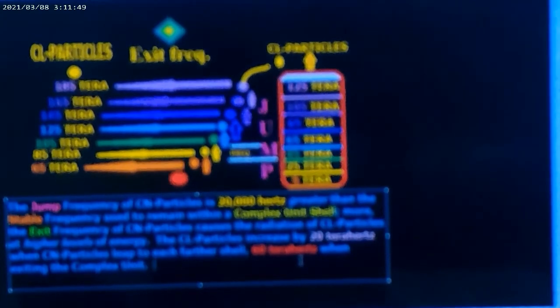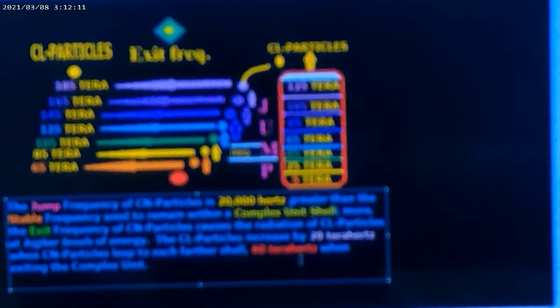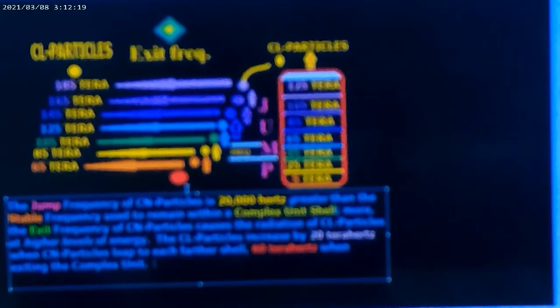The jump frequency of CM particles is 20,000 Hz greater than the stable frequency used to remain within a complex unit shell. Moreover, the exit frequency of CM particles causes the radiation of CL particles at higher levels of energy. CL particles increase by 20 terahertz when CM particles leap to each farther shell, 60 terahertz when exiting the complex unit. Yeah. It's perfectly fine.